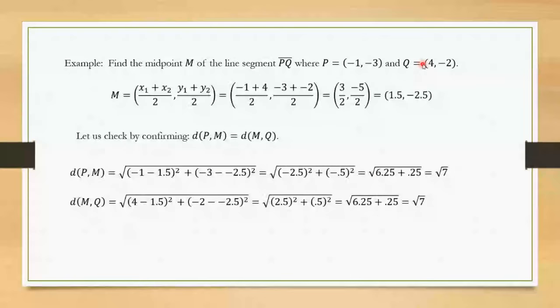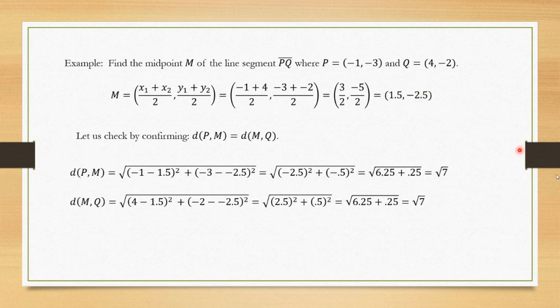Okay, well, let's do another example. Let's now suppose P is this point and Q is this point. So first, we're going to get the midpoint, right? And again, it's just the formula. You add the x coordinates, divide by 2. Okay, we have negative 1 plus 4 over 2, which is 3 over 2. Same thing with the y coordinates. We have negative 3 plus negative 2 over 2. So that's negative 5 over 2. And we get this.